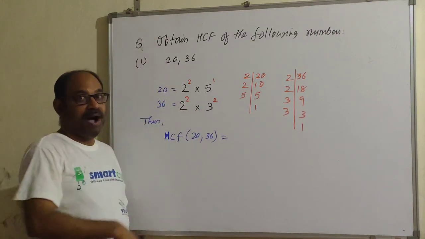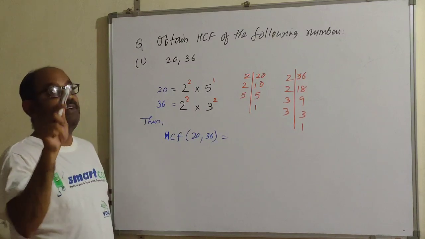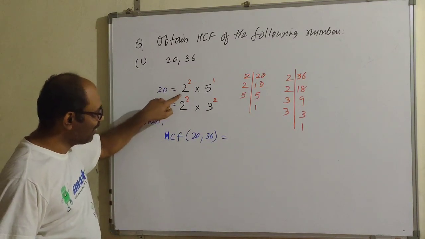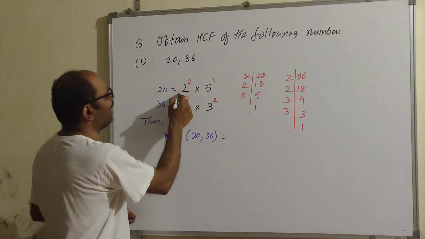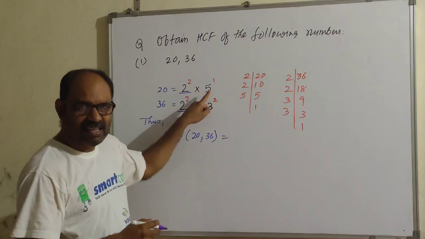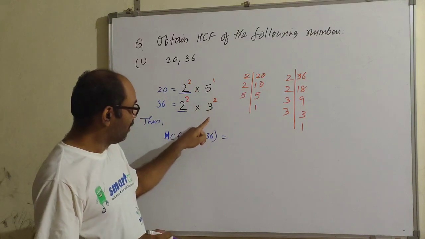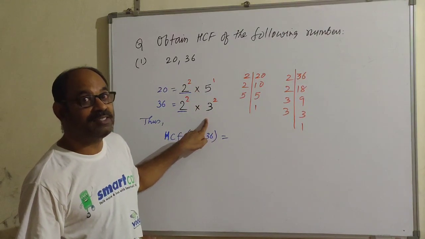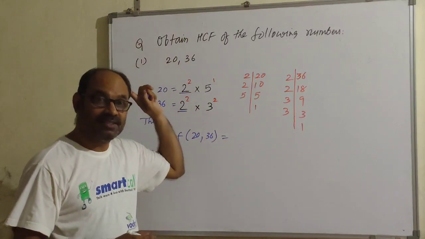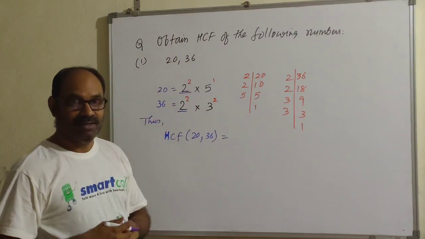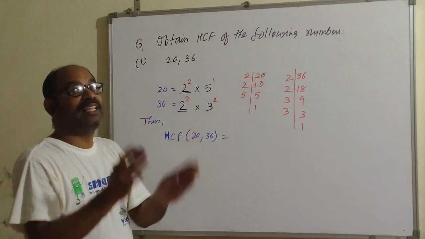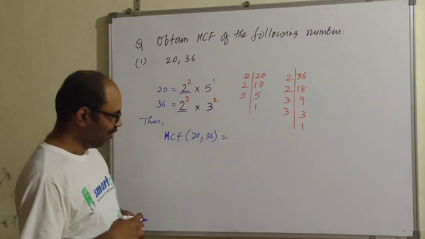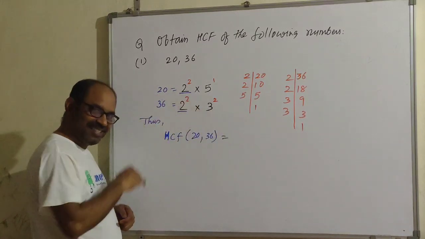Now look at the powers. Observe the powers having common base. 2 square and 2 square, that 2 is the common base. I'll underline that. Anything else? Your power with base 5 is there, but there is no power having base 5 here. In the second number there is power with base 3, but there is no power with base 3 in the first number. Only the powers with the same base are to be chosen. Okay? Now what is HCF?